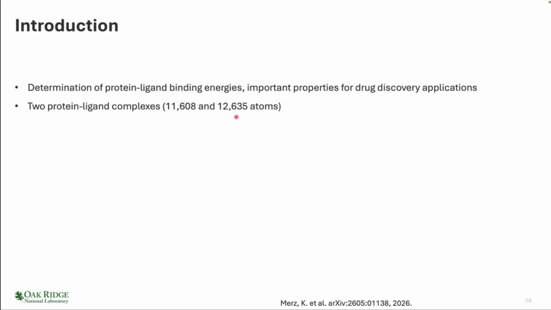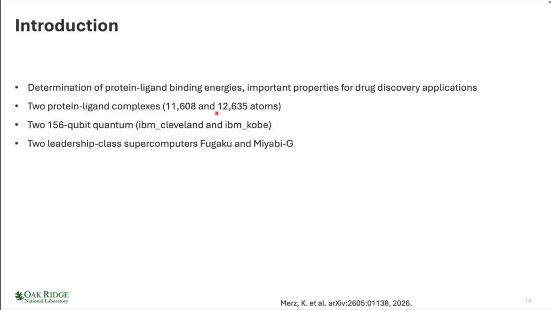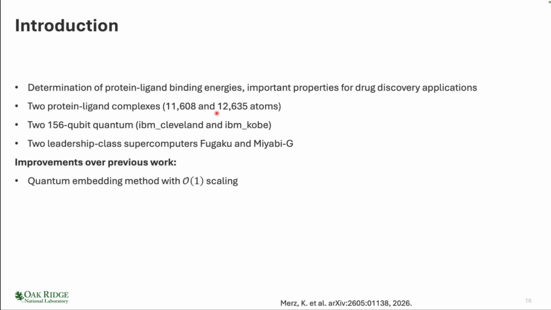So like I said, this will be two complexes which are roughly 11,500 and 12,500 atoms. This will be explored using two 156 qubit quantum computers, one in Cleveland and one in Japan. And to do the classical post-processing, instead of using local resources, it's now getting stepped up to leadership computing at Riken, Fugaku, and Miyabi-G, the latter of which is a GPU cluster. So some improvements on what we've just seen is this will now take the quantum embedding method down to sublinear scaling.